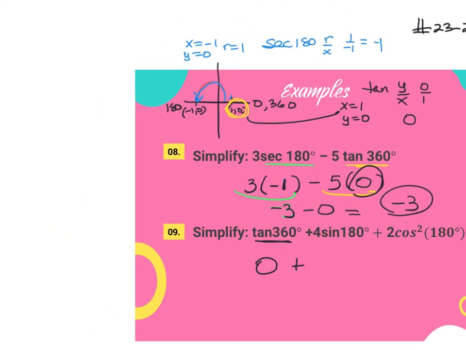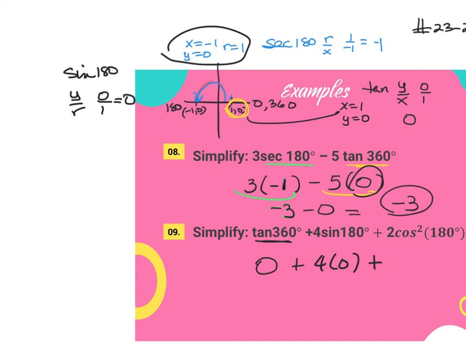So over here I can use these same ordered pairs, or the same values for the ordered pair and the r. Sine, remember, is going to be y over r. My y value is 0. My r value is 1. When the 0 is in the numerator, it simplifies to 0. So here I'm doing 4 times 0.